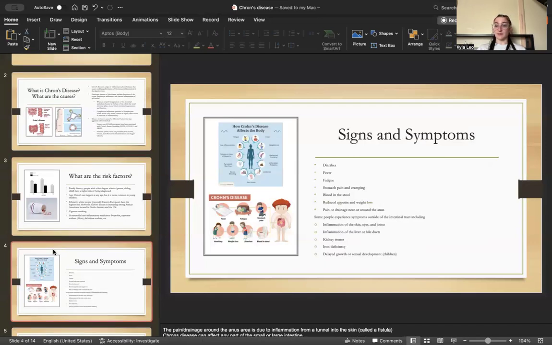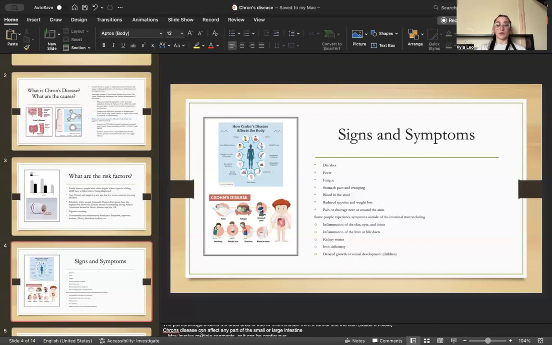So, what are the signs and symptoms? Some of the signs and symptoms are diarrhea, fever, fatigue, stomach pain and cramping, blood in the stool, reduced appetite and weight loss, and also pain or drainage around the anus area. This is due to inflammation from a tunnel into the skin called a fistula.